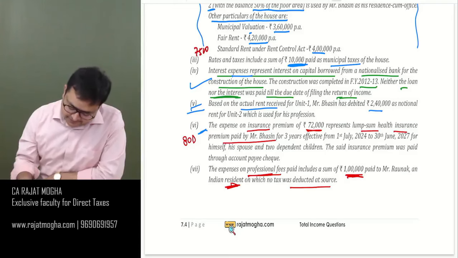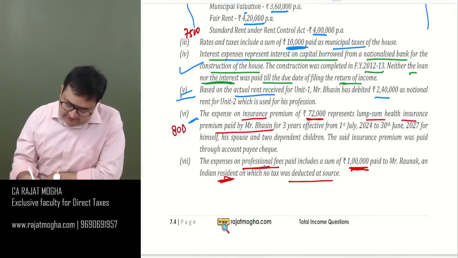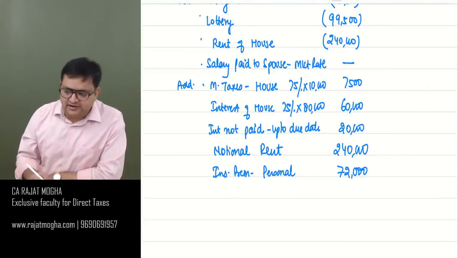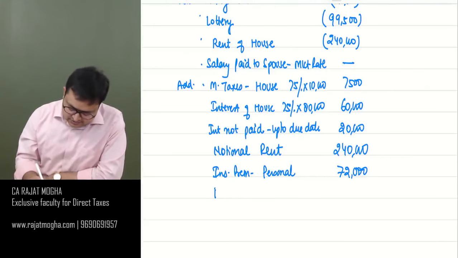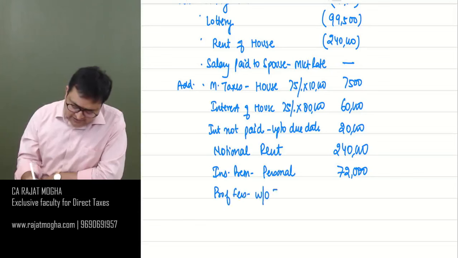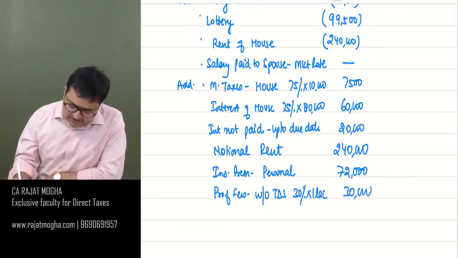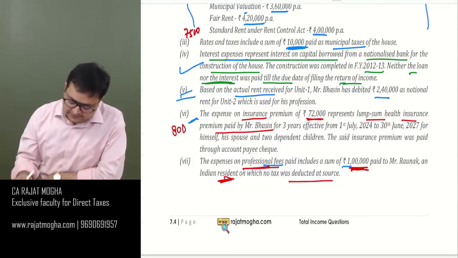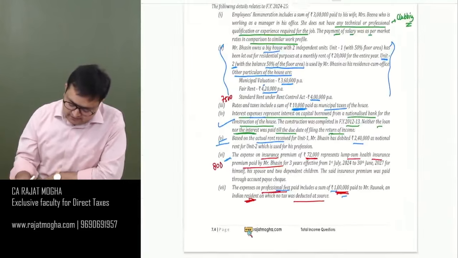Then the expenses of professional fees, 1 lakh is paid without TDS. 30% I'll disallow. Professional fees without TDS, 30% of 1 lakh, 30,000 I'll disallow. Then we have done with this.